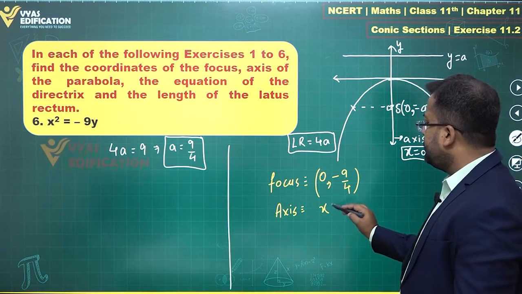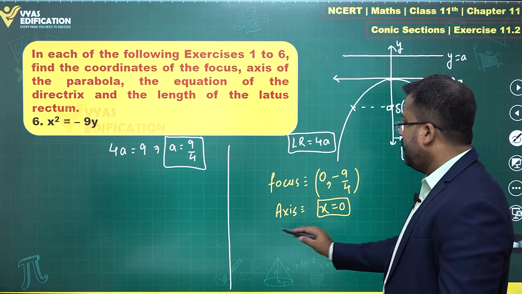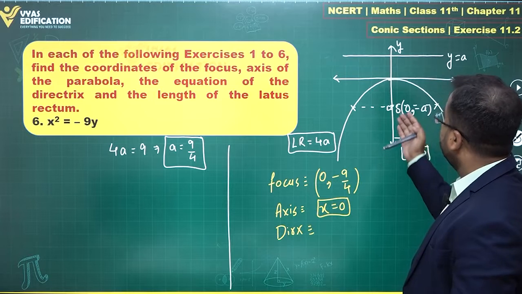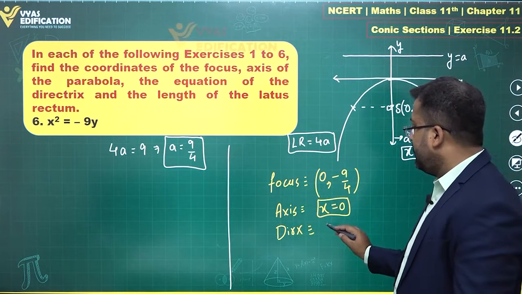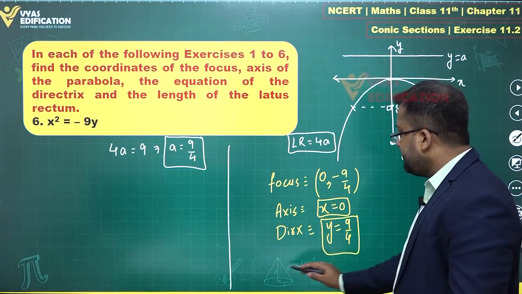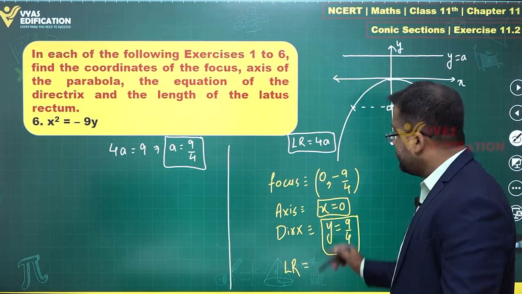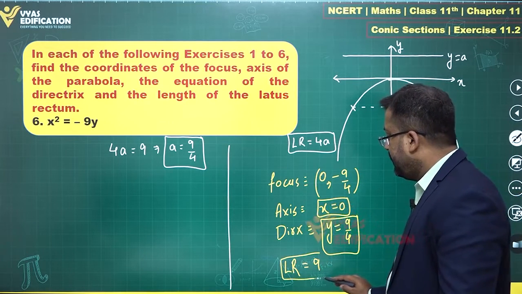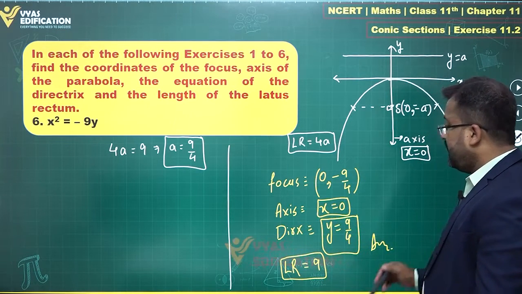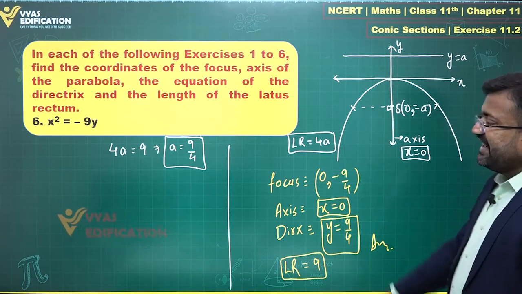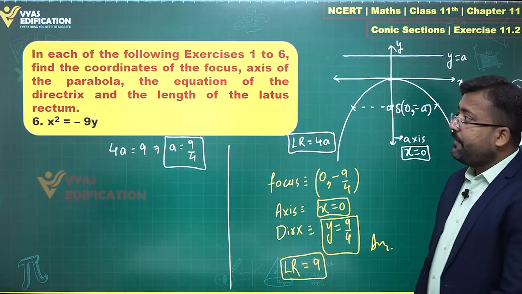Axis is x equals 0, pretty simple. What about the directrix? The directrix will be this particular line, y equals a, which is y equals 9 by 4. And the last thing, which is the length of latus rectum, which is equal to 4a, and that will be equal to 9. That's the final answer for this question, as you can see behind me. With the help of this diagram, we can easily solve this question, right?